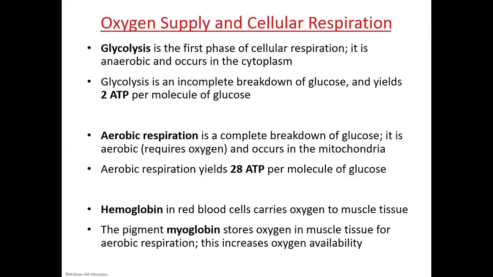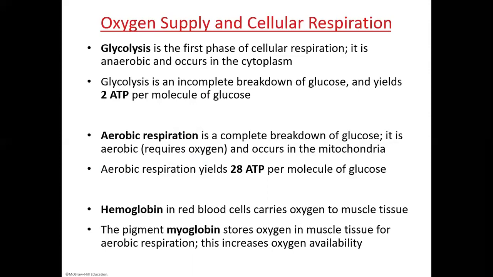Now, this process does require oxygen. We haven't yet covered this in the class, but how oxygen gets to the cells is we breathe it in through our lungs. It gets put into the cardiovascular system through the capillaries in the lungs, and it's carried in the red blood cells on molecules of hemoglobin. And from there, that hemoglobin carries the oxygen to the muscle tissue.